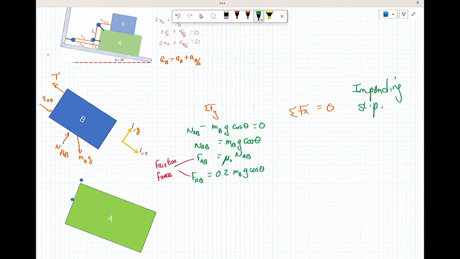So I'm assuming that I'm going to have impending slip. And if you remember, there is no slip when the force of friction is less than, not equal to, the force of mu sub s times n. Impending slip when you have force of friction equal to mu s times n, so I'll put that in as a guess. And finally, slip when it's going to equal mu k times n.